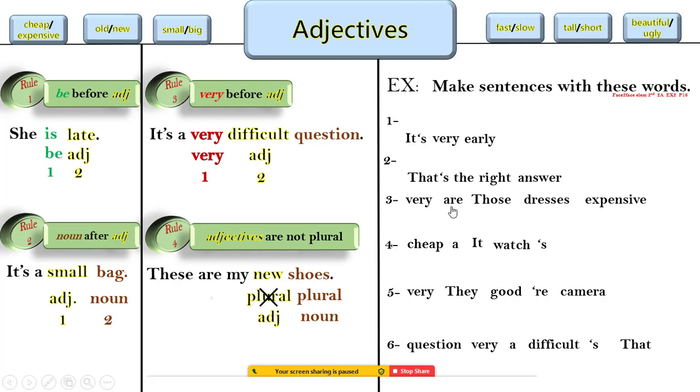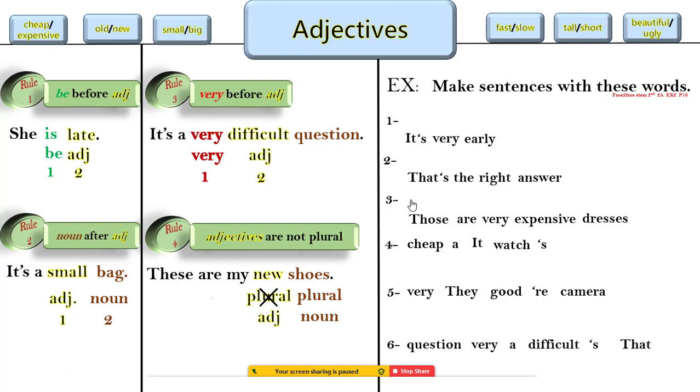Number three, very are those dresses expensive. Okay, for example, we say those, subject, are dresses expensive, very. So we have expensive adjective, dresses noun. So rule number two, noun after the adjective. So the adjective is before. We say expensive and dresses. Okay, what about very? Very comes before the adjective. Rule number three, those are very expensive dresses.